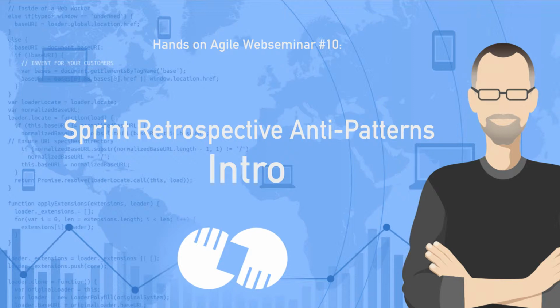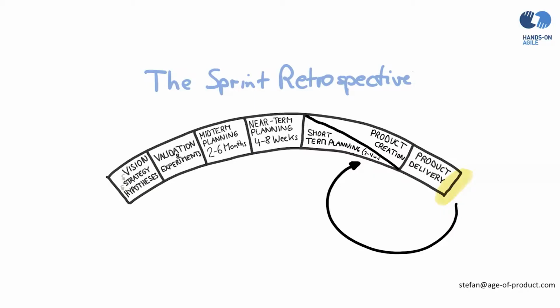Today, we will talk about one of the essential opportunities for inspection and adaptation, the Sprint Retrospective. Let's start with a look at the manual. According to the Scrum Guide, the retrospective is an opportunity for the Scrum team to inspect itself and create a plan for improvements for the next sprint. The Sprint Retrospective occurs after the sprint review and prior to the next sprint planning.